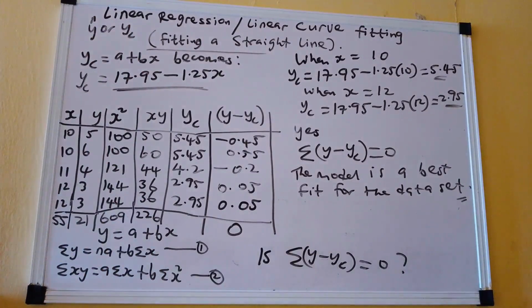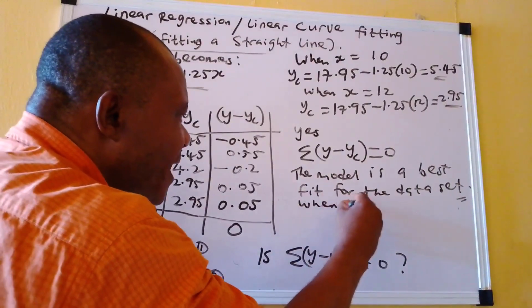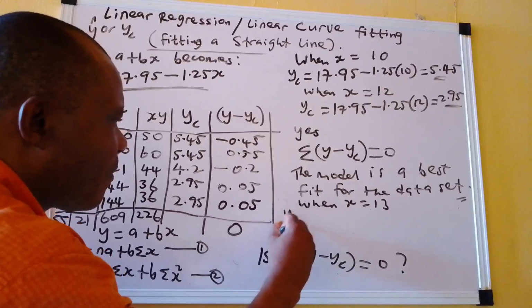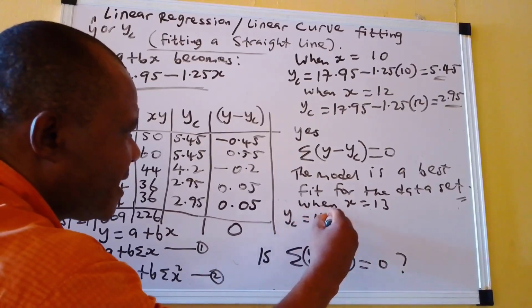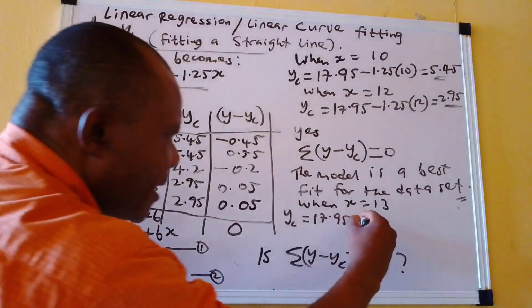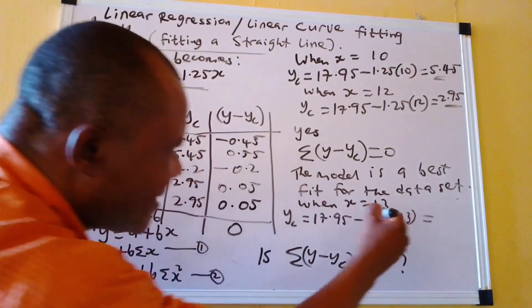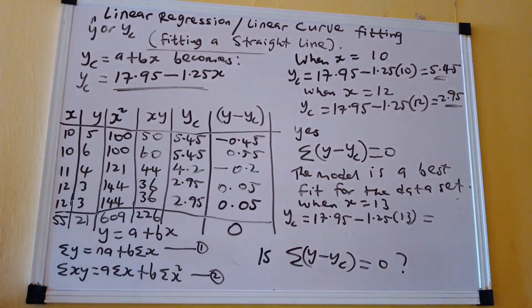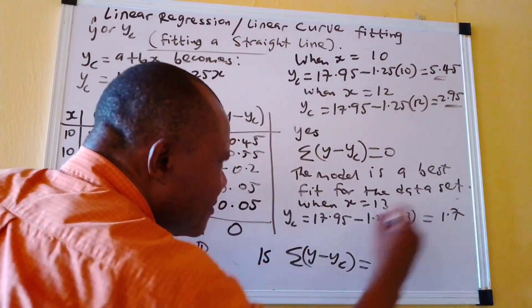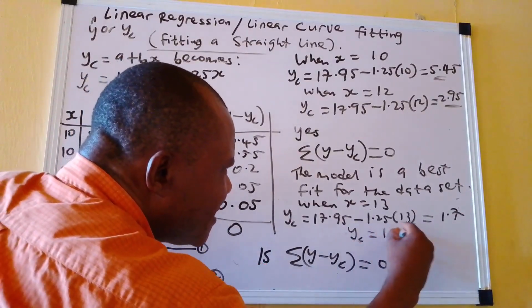So we can also go ahead and continue to use the model to forecast. Now X, look at it, X stops at 12. Let us predict the value for Y when X is 13. When X is equal to 13, you are going to have estimated Y as 17.95 minus 1.25 into 13. When you carry out 13 into that, you are going to have YC when X is 13 is 1.7. So YC is equal to 1.7.